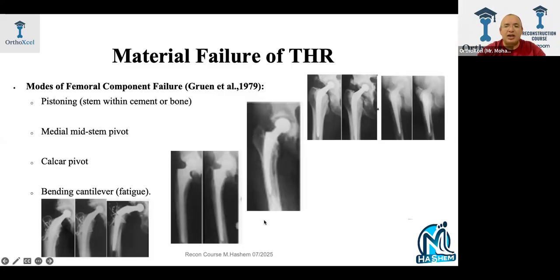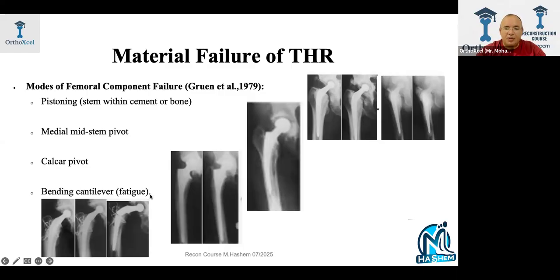So again, how will my total hip fail? If my total hip fails, it will fail by one of these four ways. Either the whole stem becomes loose, so it will sink inside the cement, or the stem and cement will sink inside the medulla, which we call pistoning. Number two, if my stem is just fixed in the midpoint and it's loose up and down, it will cause what we call mid-stem pivot. If my stem is fixed proximal and loose distal, this means it will pivot at the calcar, so called the calcar pivot. This is very risky for a periprosthetic fracture at the tip.